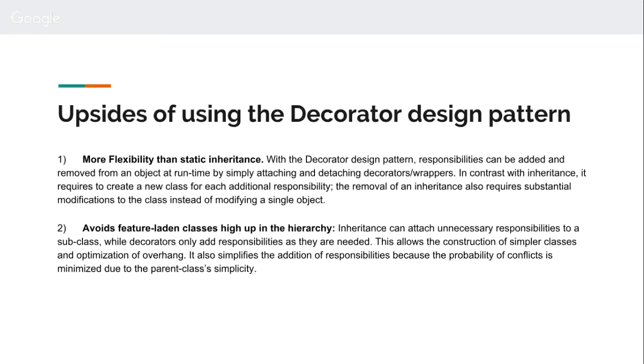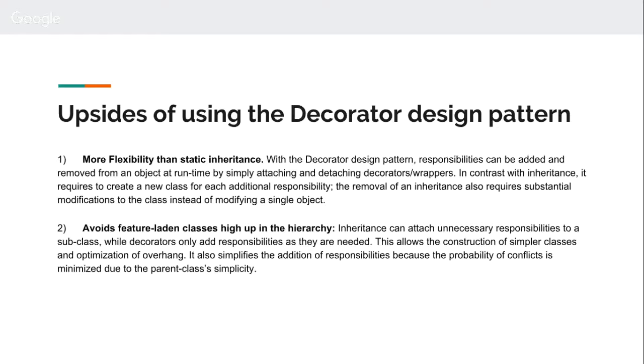The second upside is that it avoids feature-laden classes higher up in the hierarchy. Inheritance can attach unnecessary responsibility to a subclass, while decorators only add responsibilities as they are needed. This allows the construction of simpler classes and optimization of overhead. It also simplifies the addition of responsibilities because the probability of conflicts is minimized due to the simplicity of the parent class, or the class that you're inheriting from.